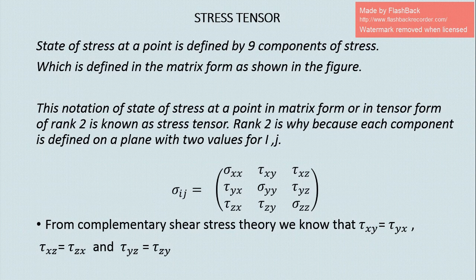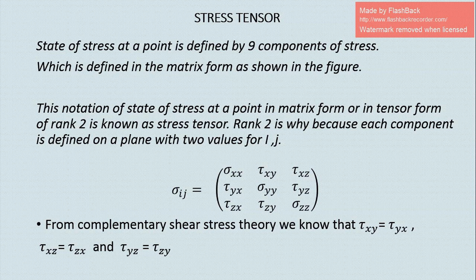Stress tensor. State of stress at a point is defined by 9 components of stress, which is defined in the matrix form as shown in the figure. That is, sigma ij is equal to sigma xx, tau xy, tau xz, tau yx, sigma yy, tau yz, tau zx, tau zy, sigma zz. This type of representation of state of stress at a point is known as stress tensor. That is, the representation of state of stress at a point in matrix form or tensor form is known as stress tensor. Usually stress tensor is of rank 2.